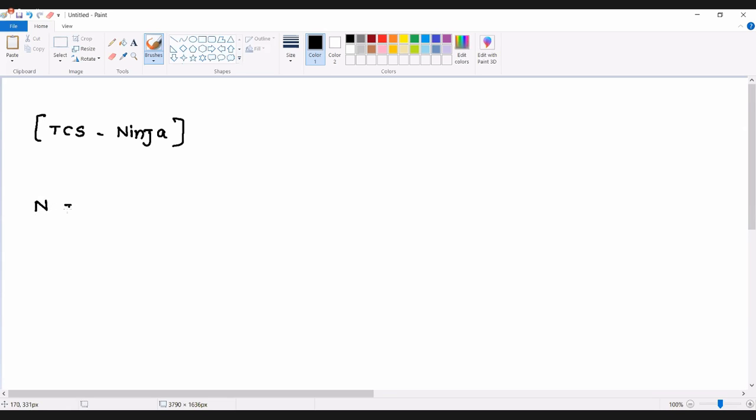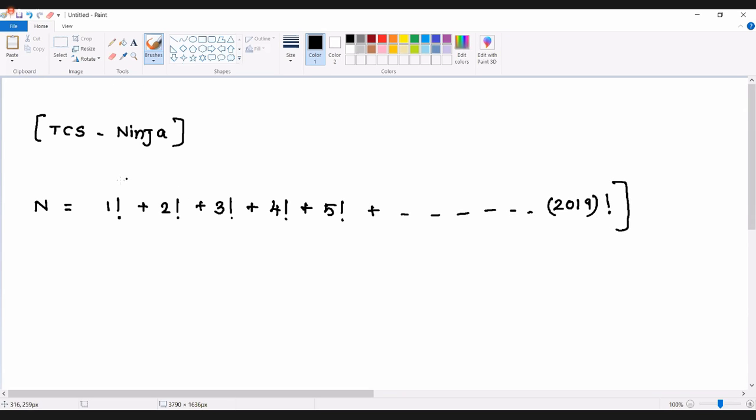N is equal to 1 factorial plus 2 factorial plus 3 factorial plus 4 factorial plus 5 factorial and so on up to 2019 factorial, whole raised to the power of 2023. When you divide this number by 10, what is the remainder? That is the question. All of you please have a try.